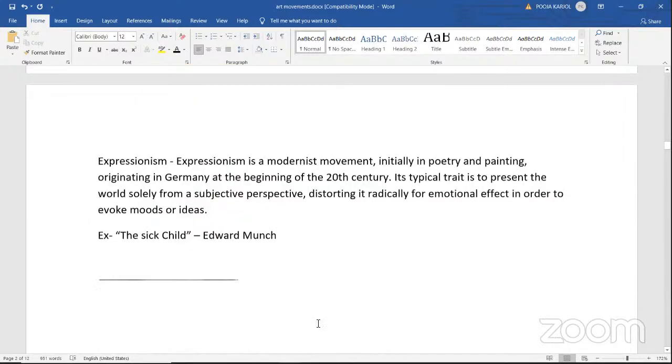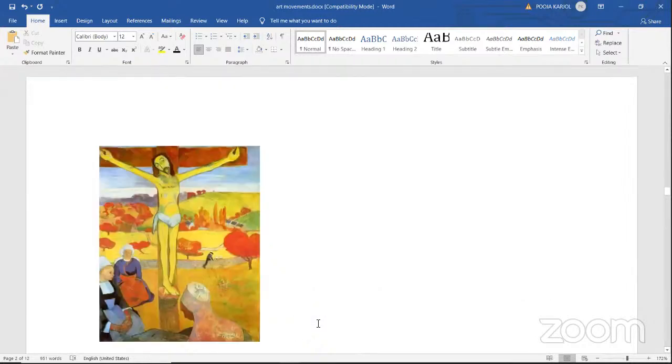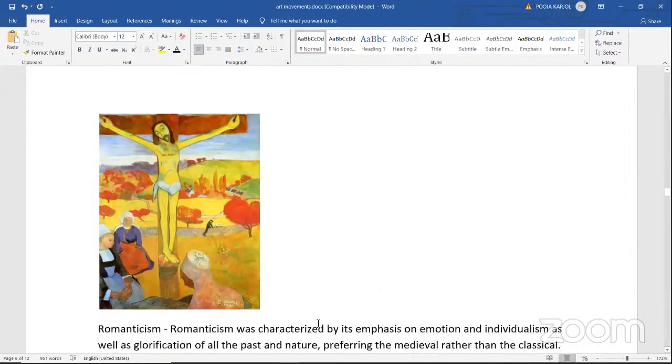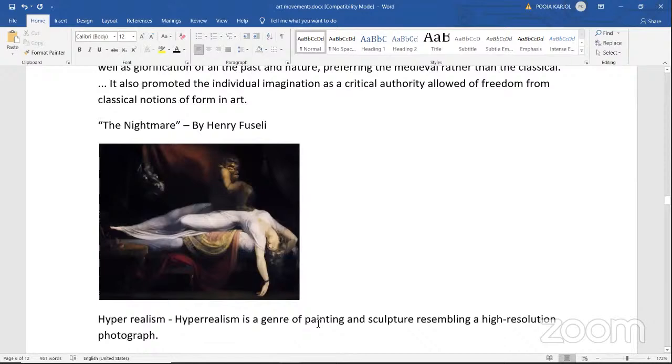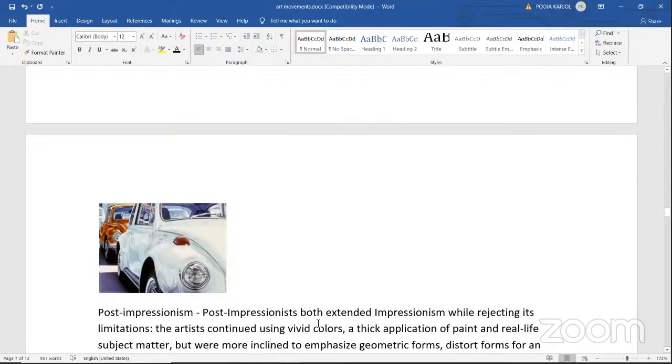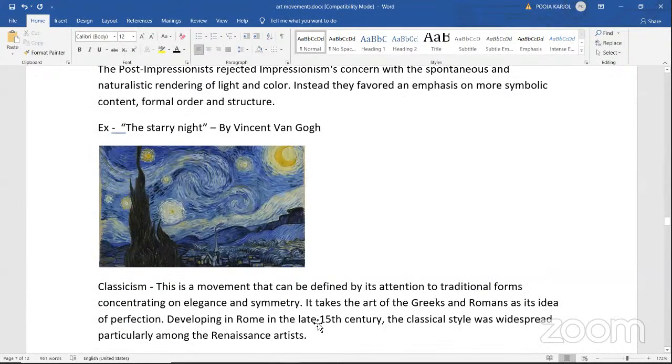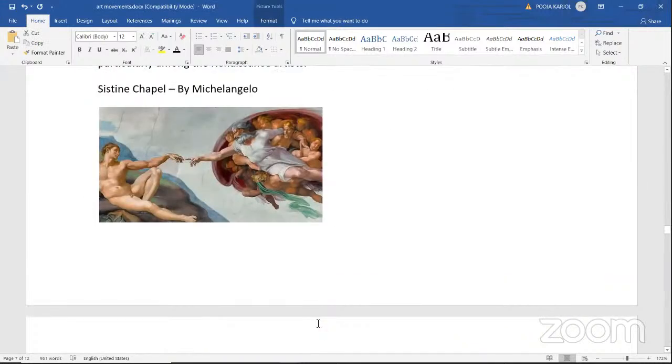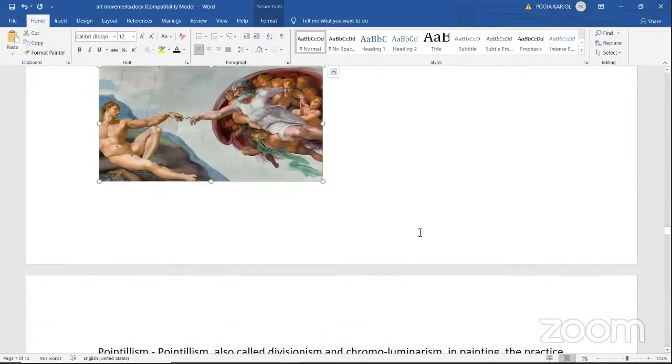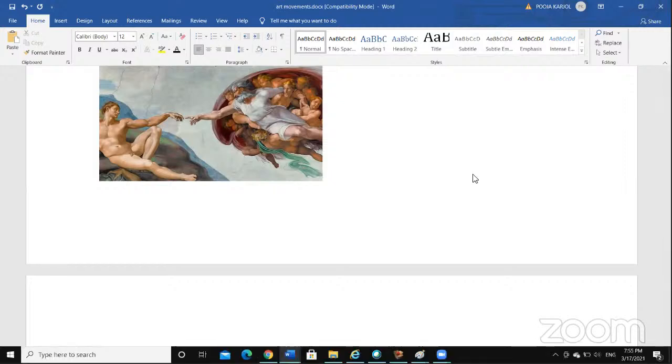There was one thing which I wanted to tell you, which may come in one of the papers. There is pointillism. Sorry, Nand. Who painted the ceiling of the Sistine Chapel? Michelangelo. Correct.